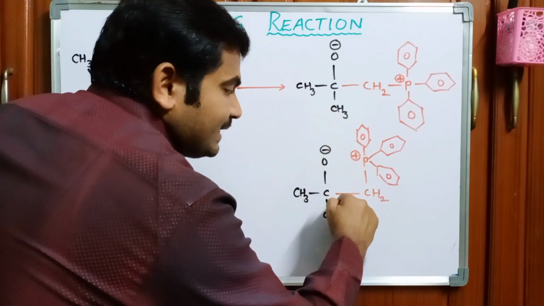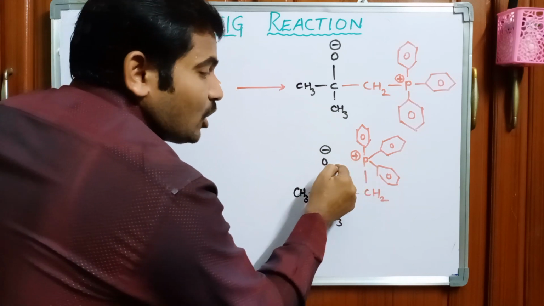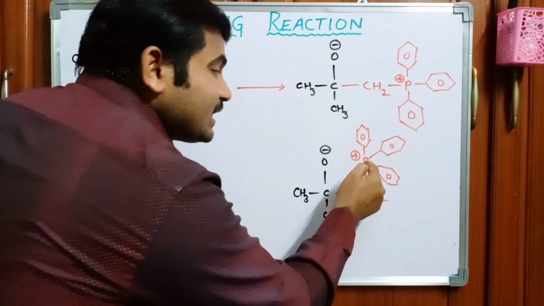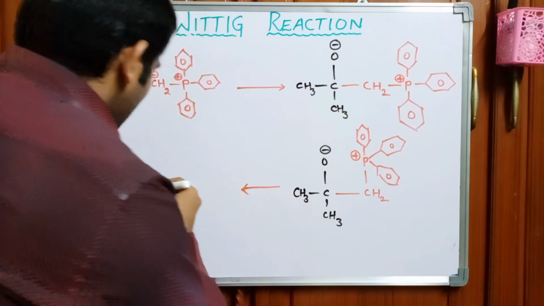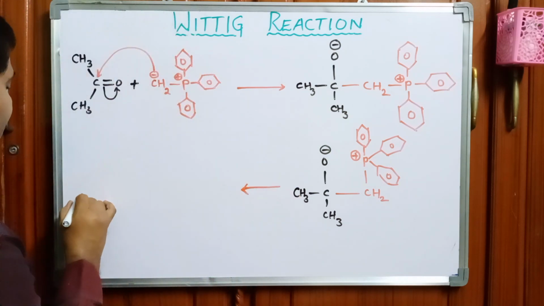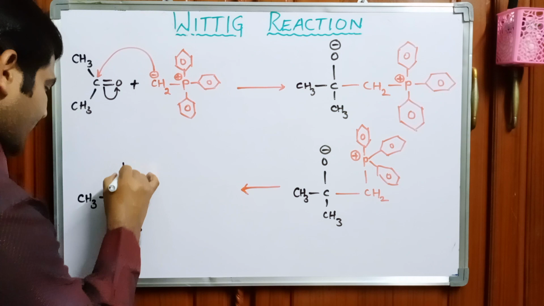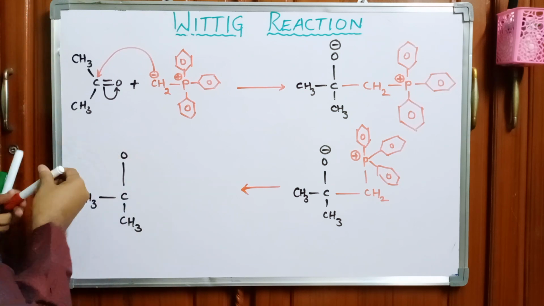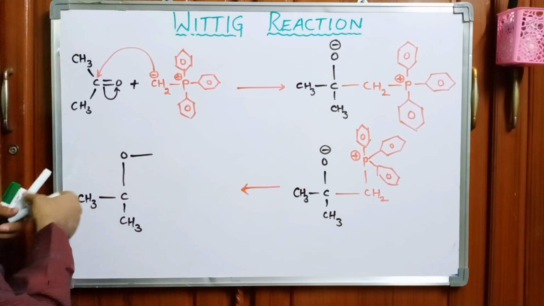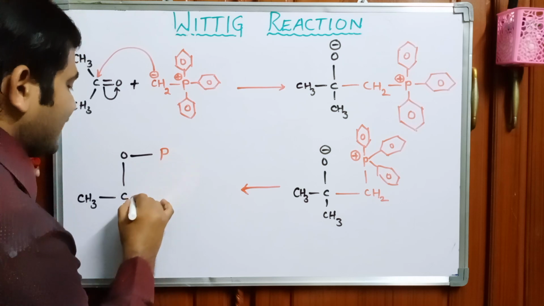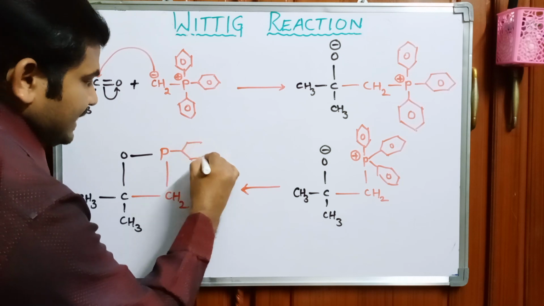That cyclic product contains atoms other than carbon, like phosphorus and oxygen. Hence these are called heteroatoms. These heteroatoms containing cyclic products are called heterocyclic products. So here one heterocyclic product is formed. What is that heterocyclic product? Containing oxygen and phosphorus as the heteroatoms. The name of that is oxaphosphetane.